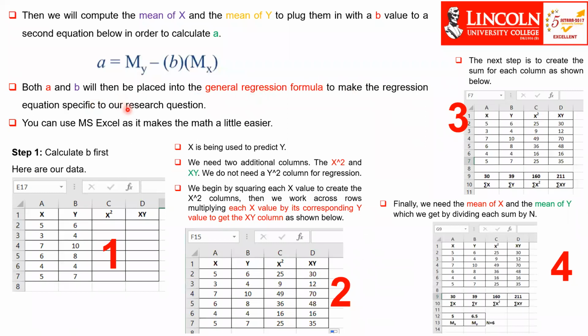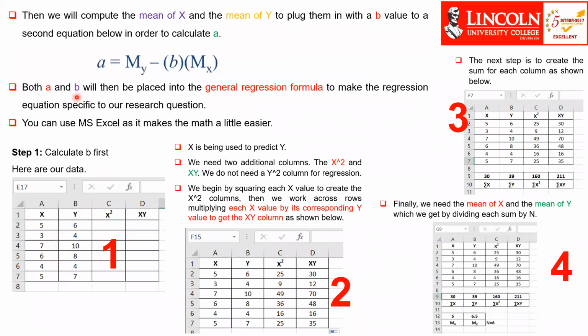Both a and b will then be placed into the general regression formula to make the regression equation specific to our research equation. You can use MS Excel, okay, as it makes the maths a little easier. So to do this, we have this sample data.